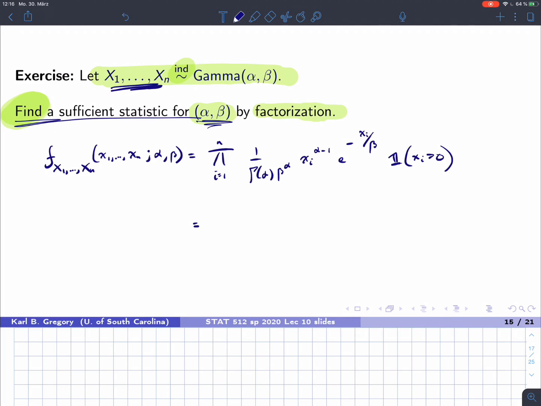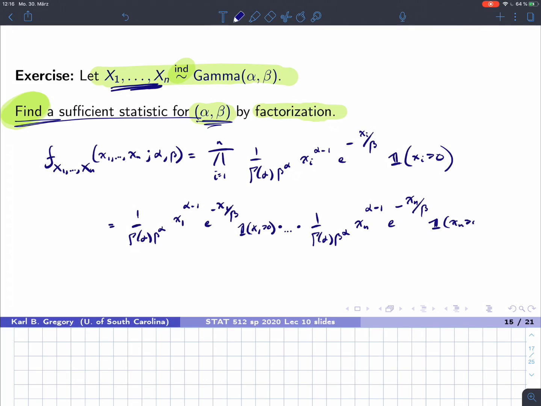So this product is going to look like 1 over gamma of alpha times beta to the alpha, x1 raised to the alpha minus 1, e raised to the minus x1 over beta, times all the way out to xn to the alpha minus 1, e to the minus xn over beta. Let me drop in the indicator functions. This first one is going to be x1 greater than 0. The last one is going to be xn greater than 0.